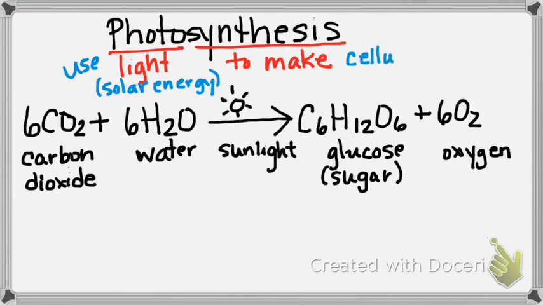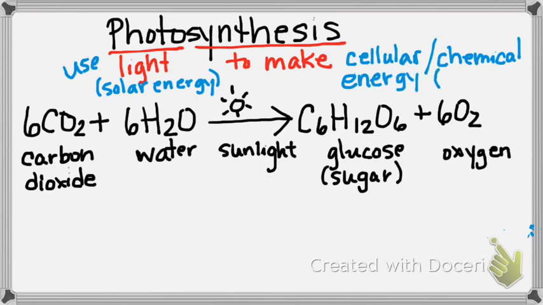what is called cellular or chemical energy, also known as food. So photosynthesis is how autotrophs or plants make food.